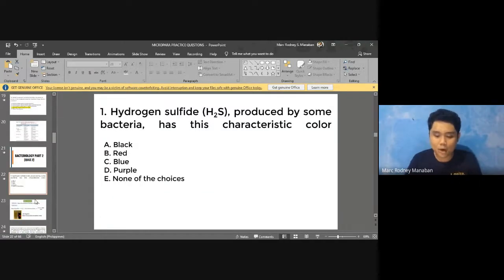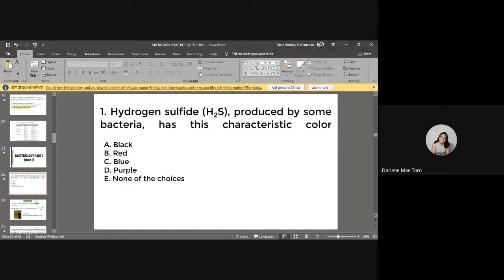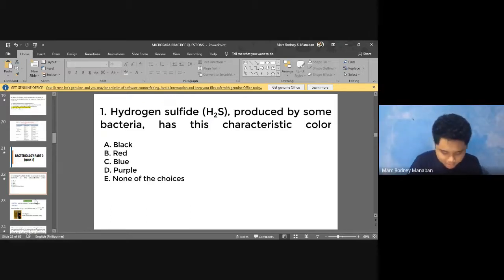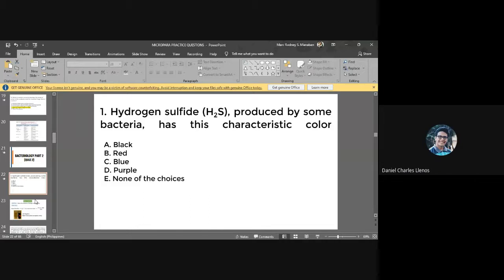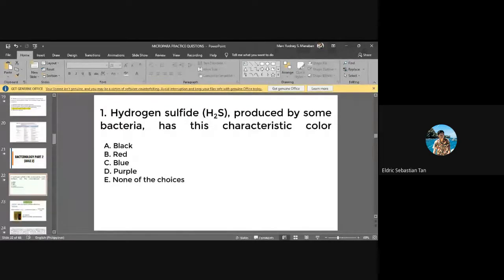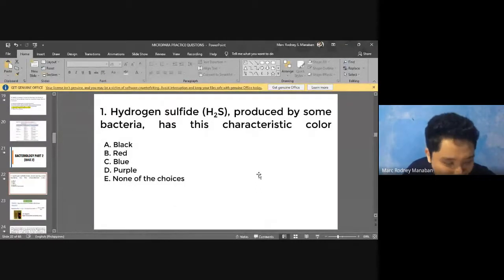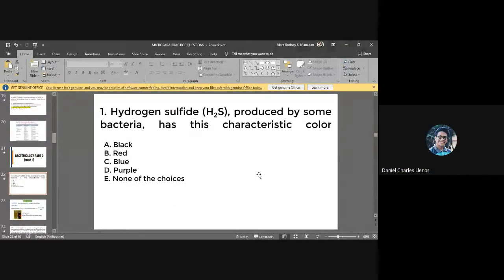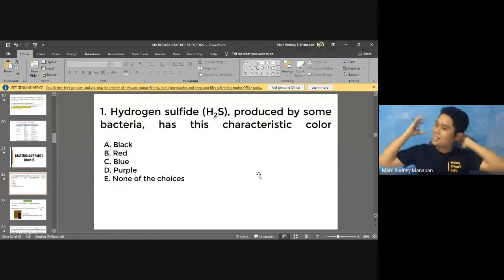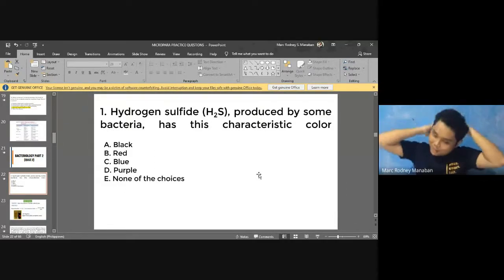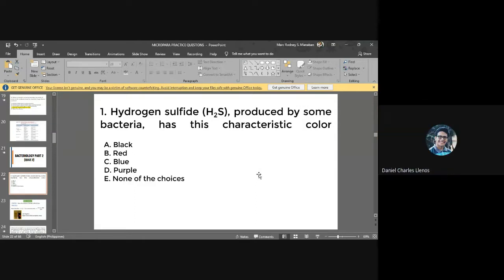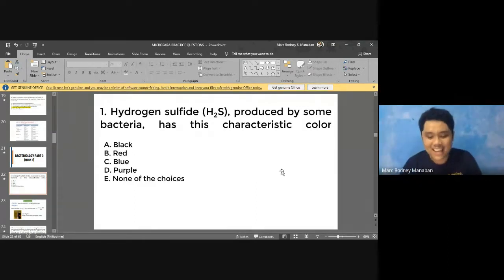Alright, sige. Number one, H2S produced by bacteria. What is the characteristic color? Black. Okay, black. Tama ba? None. Colorless. Kaya dapat na-apply like chemical para ma-black siya. So what's my final answer? Black or none of the choices? None of the choices. Final answer na, none of the choices. Like, what if boards na? Alright, that is very much correct.